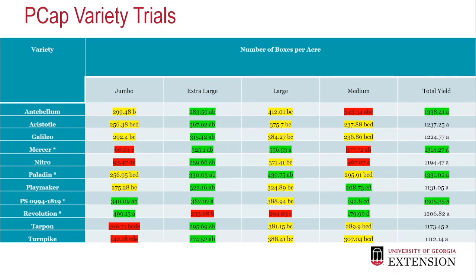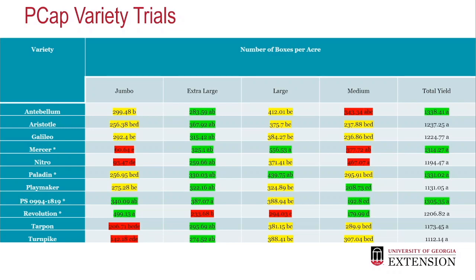a good option. The 1819, so here these weren't significant, but I highlighted the highest numbers, and then these ones that I highlighted, the greener, the highest, the yellows in the middle, and the red's the lowest. So for 1819, it had a high mixture of jumbo and extra large, and this extra large and large are the real money makers. Paladin, it had a good mixture of extra large and large, and Mercer, again, good mixture and high total yields.